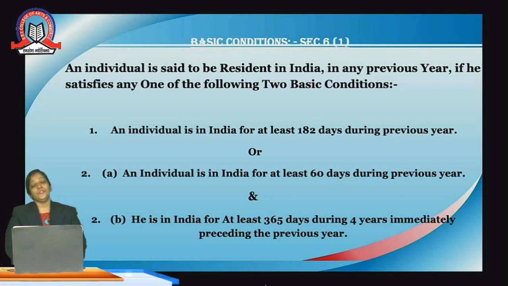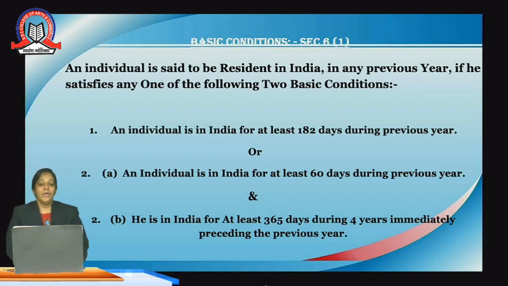At least, a person should be in India for 182 days or more than that. Or the 2A condition is related to an individual being in India for at least 60 days during the previous year, and also being in India for at least 365 days during the 4 years immediately preceding the previous year. Now in our example, we have a previous year of 22-23. So prior to 22-23, in the immediately preceding 4 years, the individual must be here for 365 days or more.